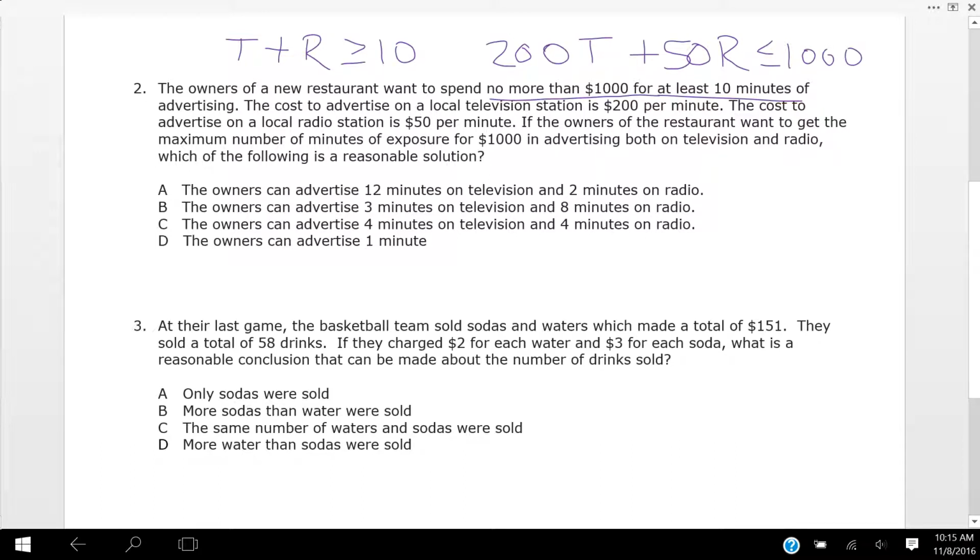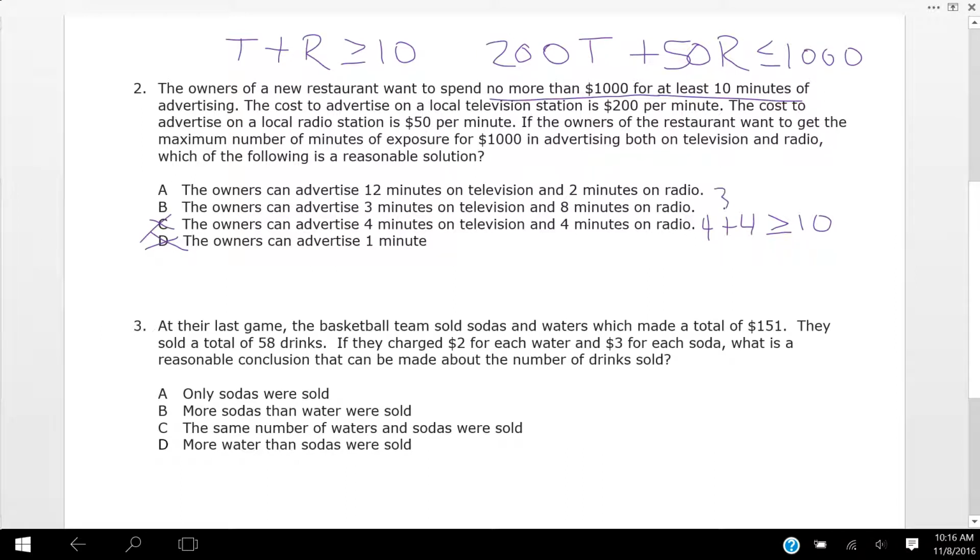I'm not really comfortable with eliminating or substituting when I have inequalities. I could graph them because I know how to graph inequalities on my calculator. But I think what I'm going to do is just substitute in the values that they gave me in my answer choices, guess and check, and see which one works. I'm going to start with D. Since it only tells me 1 minute, I'm going to cross that one out because I don't even know what that minute's for. C has 4 minutes of television and 4 minutes for radio, needing to be greater than 10, which it's not. So C is not the answer.